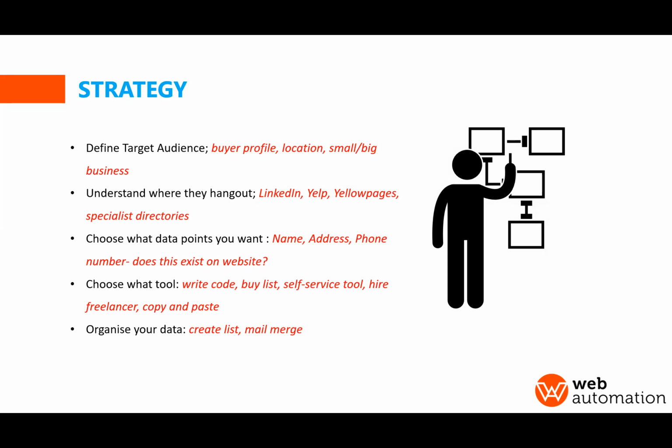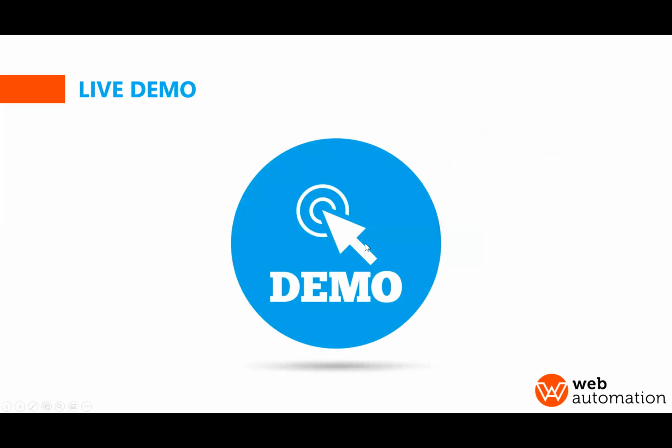And then once you have decided all this, you need to understand, how am I going to organize and send out this information? So I need to create a list to group all my leads into a specific campaign. Am I going to use a simple feature like a mail merge, or am I going to use a tool that can help me send out my emails or my physical mail? Once you figure that all out, you have a strategy, so you can start going ahead and scraping. So let's go into a live demo now, and let's get this information for this restaurant and show you how web automation can achieve this.